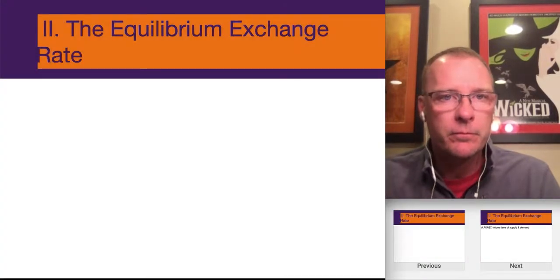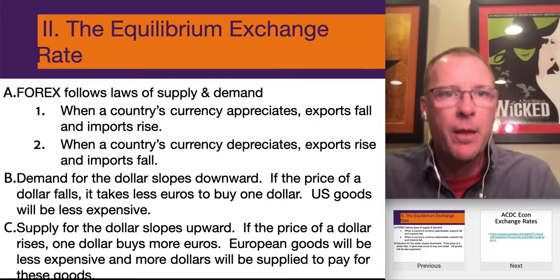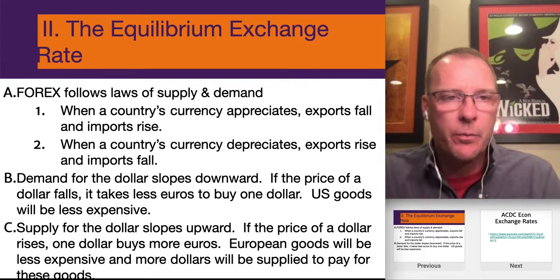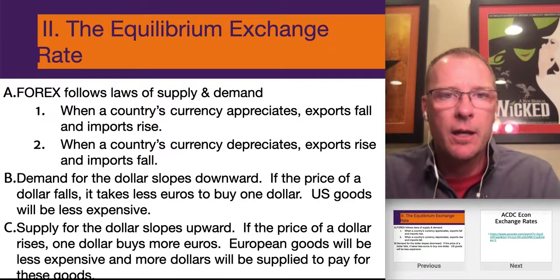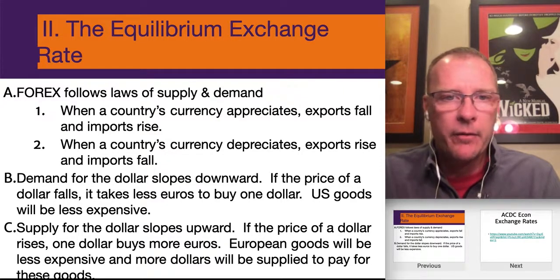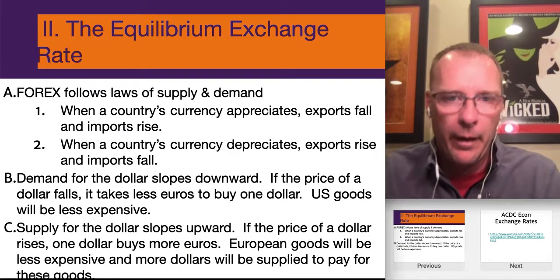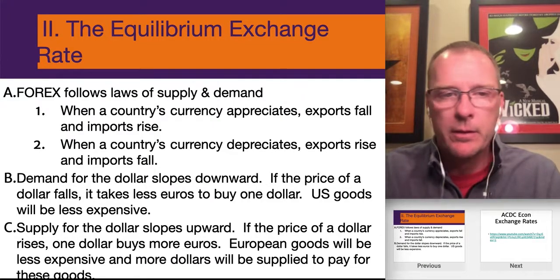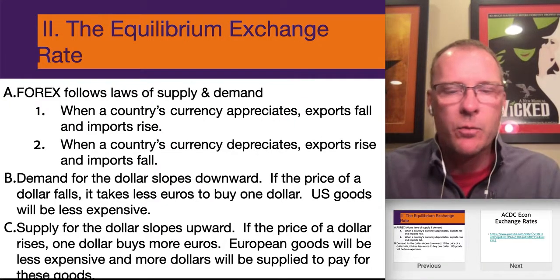And then as you start seeing that, the number of euros needed to buy a dollar is going to fall. So as you look at these equilibrium exchange rates, what is this called? This is called the Forex market. The Forex market follows the law of supply and demand. When a country's currency appreciates, its exports are going to fall and its imports are going to rise. When a country's currency depreciates, its exports rise and its imports fall. So demand for the dollar is going to slope downward, and if the price of a dollar falls, it takes fewer euros to buy $1. U.S. goods are going to seem less expensive. Supply for the dollar is going to slope upward. If the price of a dollar rises, $1 buys more euros.